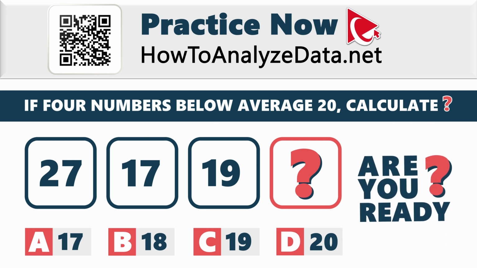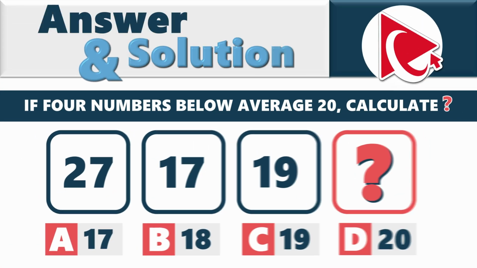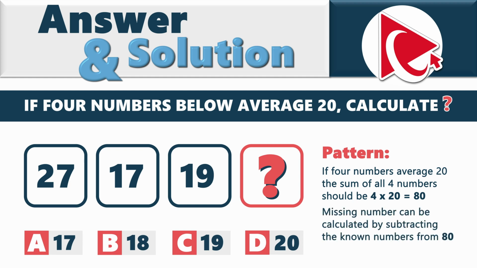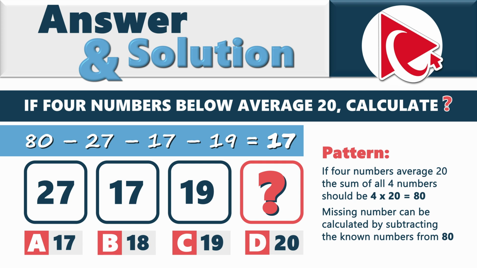Are you ready to present your solution? And the solution here might be easier than you think. If 4 numbers average 20, the sum of all 4 numbers should be 4 multiplied by 20 and equals 80. The missing number can be calculated by subtracting known numbers from 80. So the missing number can be calculated as 80 minus 27 minus 17 minus 19 and equals 17. So the correct answer here is choice A, 17.